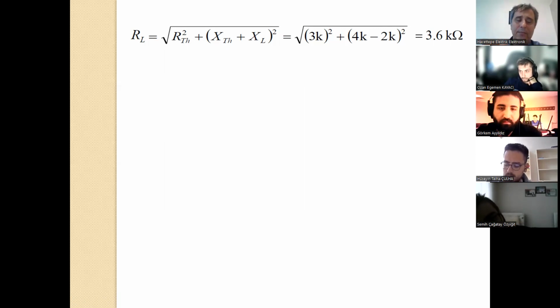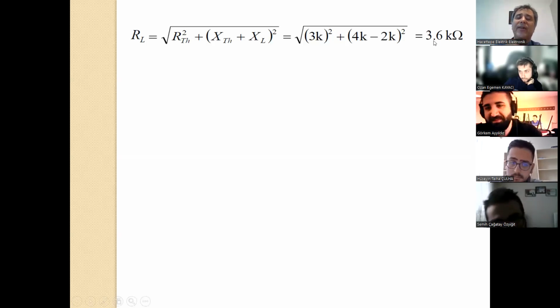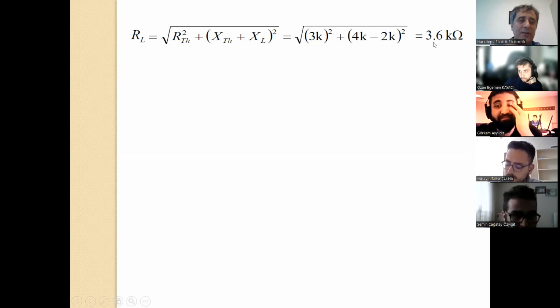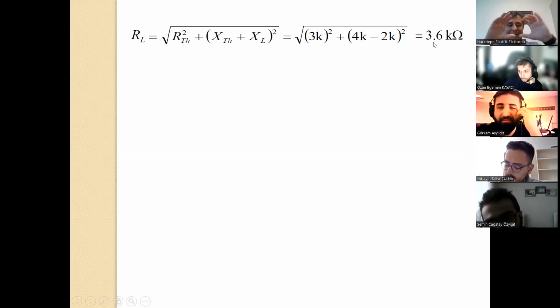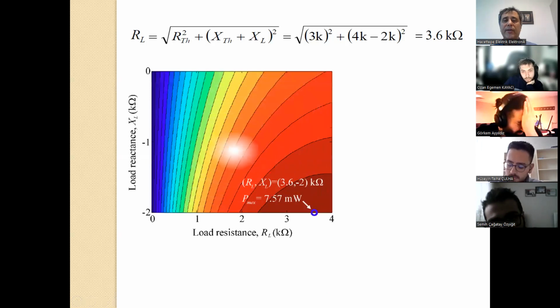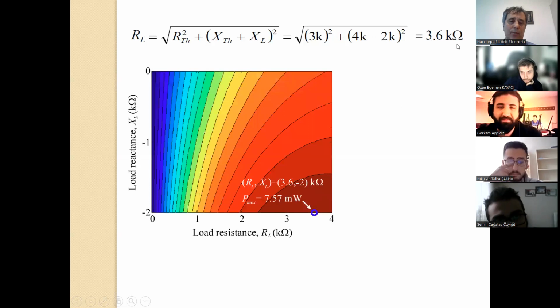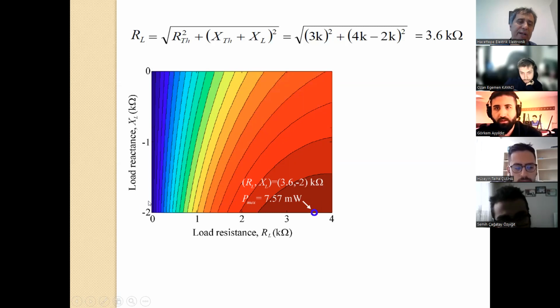I might have been restricted on the resistance as well. So I would probably have chosen my resistance closer to 3.6 as well, depending on the ranges. Okay, we don't have the restrictions at least on the 3.6 k ohm, so I can choose that blue line right here. Okay, and minus 2 for the reactance.